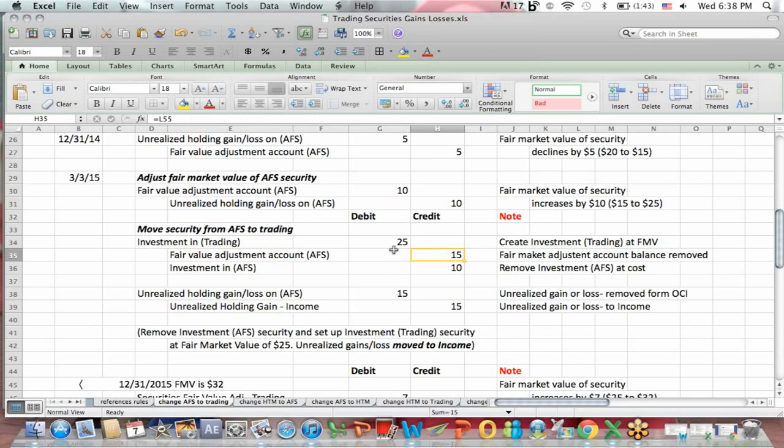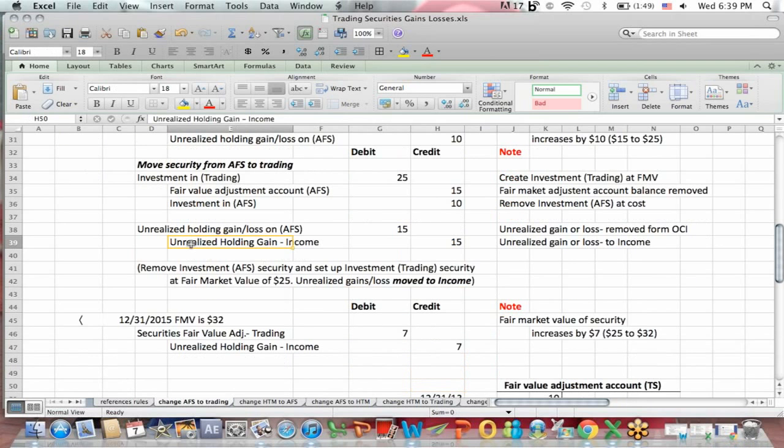There's another part of the entry too. If you slide down, we take the unrealized gain, and we debit to remove it, $15 out of AFS, and we credit income. Now, what we probably should do here is just call this a gain on sale of a security.